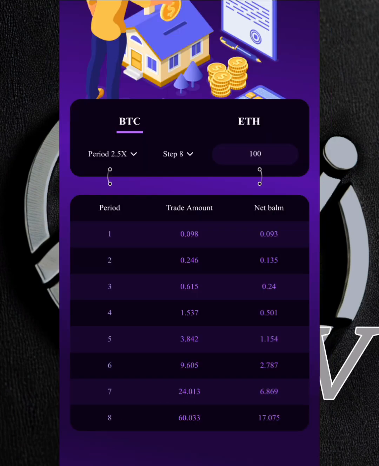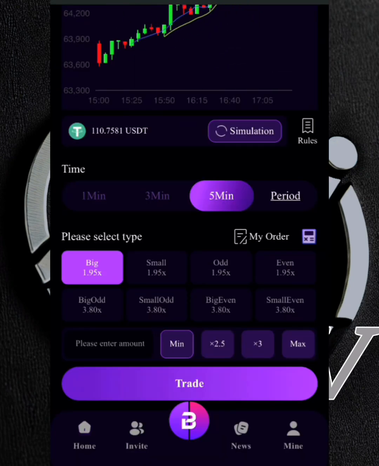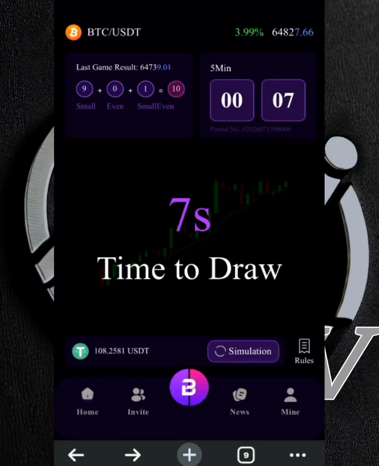Guys, now for the sixth phase, my calculator is telling me to use a trade amount of 9.6, so I'll input that. So I'll make sure I'm in the 5 minutes time frame. I'll select on big, and then I've entered the trade. I'm waiting for the countdown.